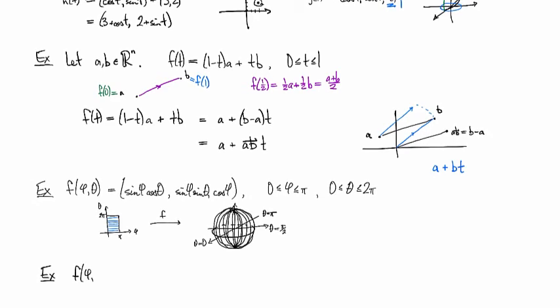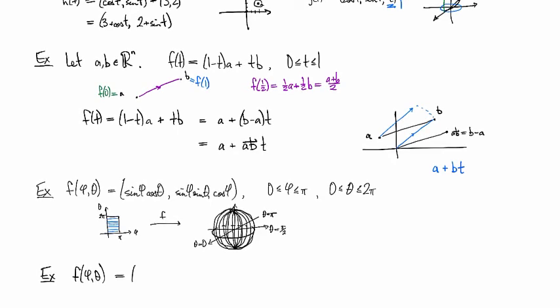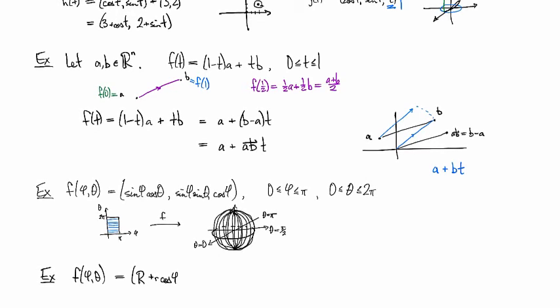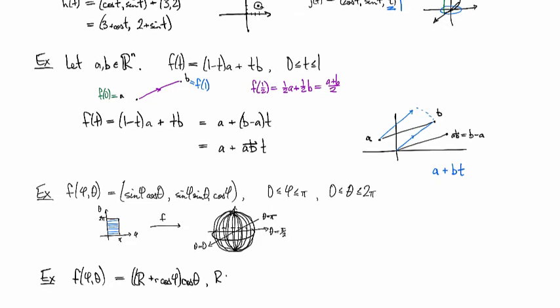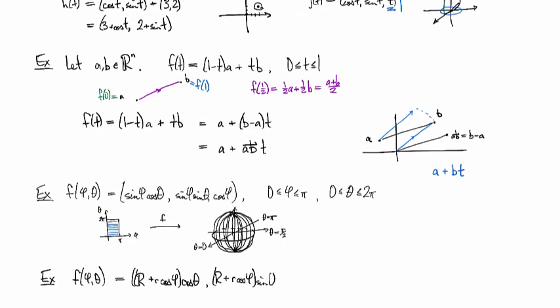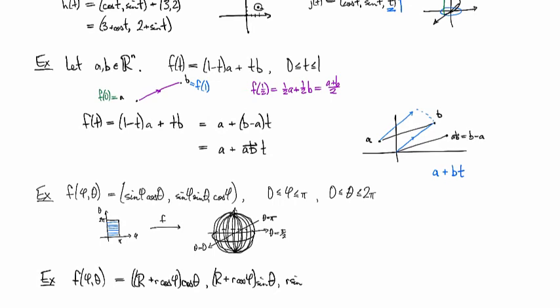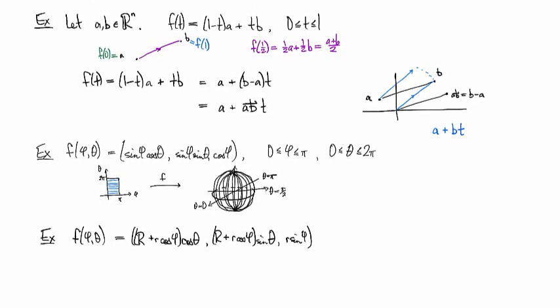Here's another example of a surface. This one's kind of cute. So it's going to be R plus little r cosine phi, and then we take that whole thing and multiply it by cosine theta. That's our first component function. And then we have R plus r cosine phi, and then times sine theta this time. And then for the last one, we just have little r sine phi. What does this do for us?